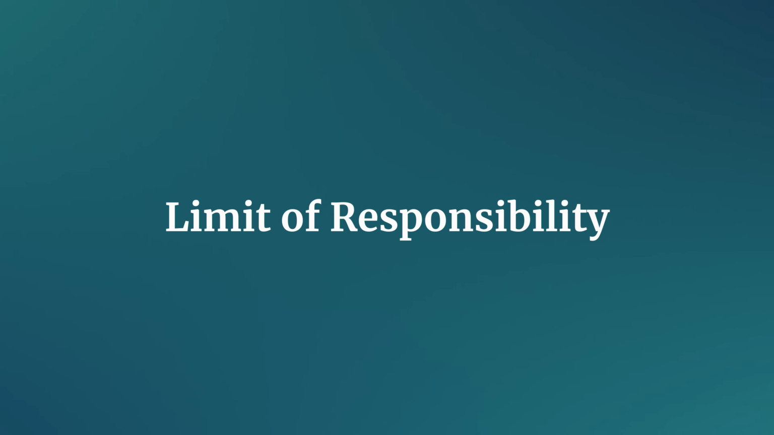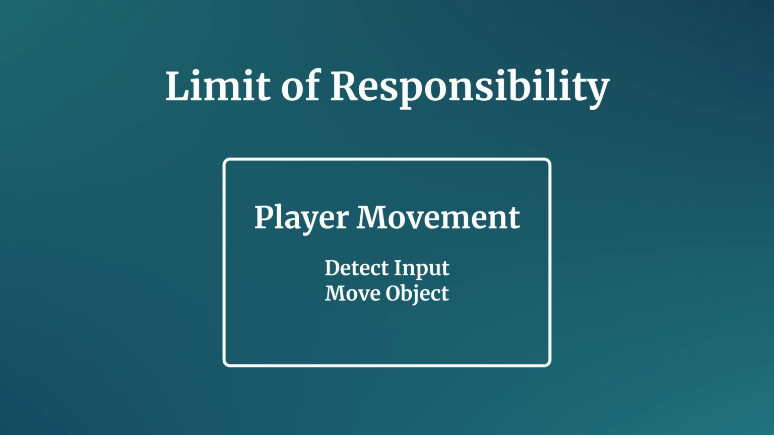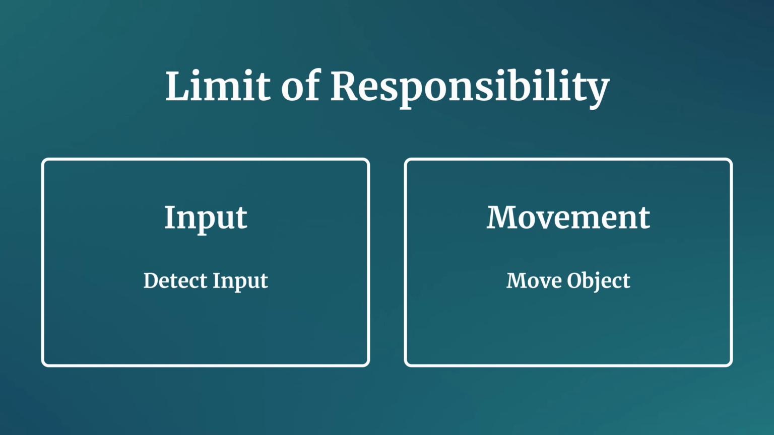While there isn't a general rule of thumb that works in all cases, one approach is to consider the limit of responsibility for a script. What does that mean? It means that when you're writing a script that potentially does more than one thing, you'll need to ask yourself if those things will ever need to be separate from each other.